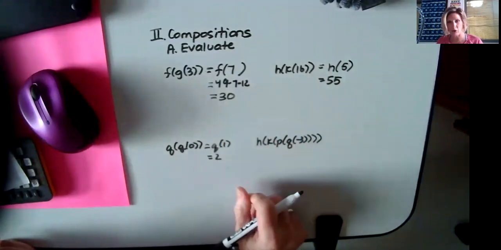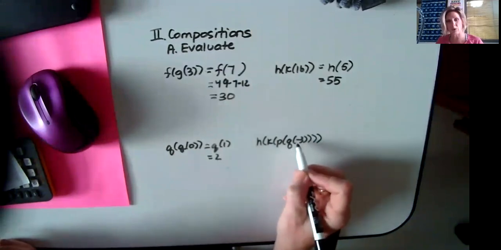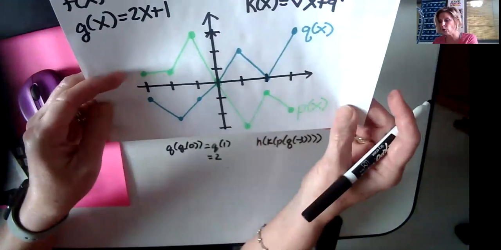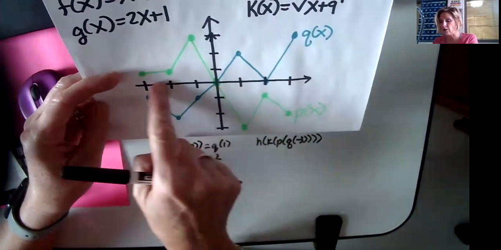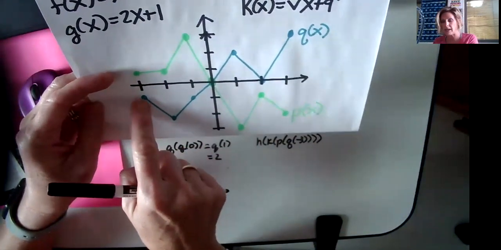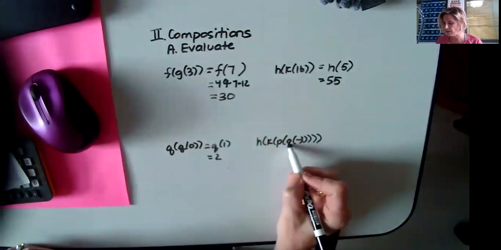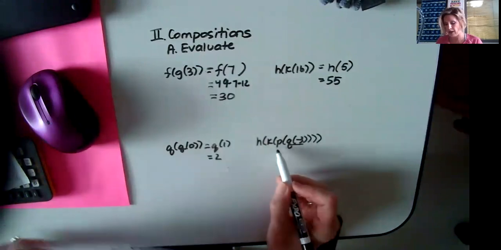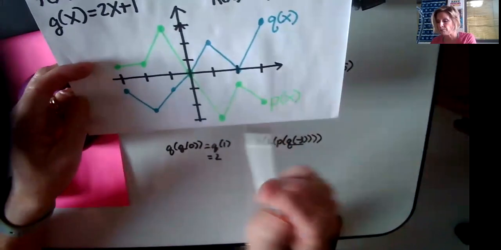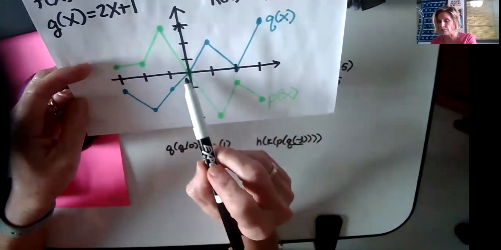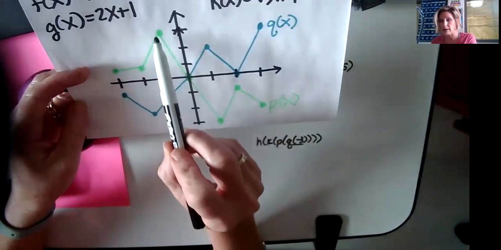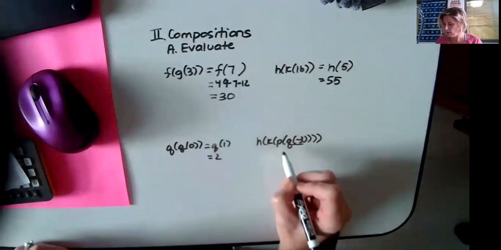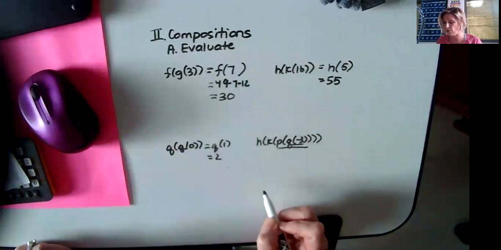Now we've got one of these crazy ones. So let's talk our way through it. So the first thing is Q of negative 3. Q is blue. So Q of negative 3 is negative 1. So I've done this and I've gotten negative 1. Now I need to do P of negative 1. Well, green is P, so P of negative 1 is positive 3. So now I've got positive 3 for that part.